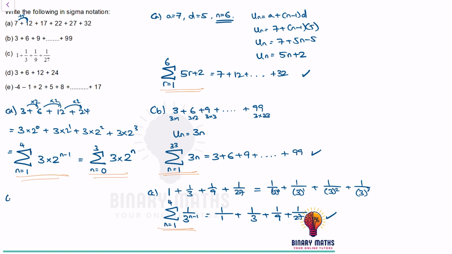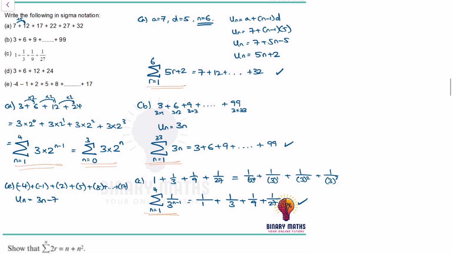Okay, E. Okay, so we've got minus 4 plus minus 1. I'm going to put brackets around it so you can see. 2 plus 5 plus 8 plus all the way up to 17. So I know this is an arithmetic series. It's increasing by 3, so un will be equal to 3n. But the first term is minus 4, so I need to take away 7. So 3n take away 7.